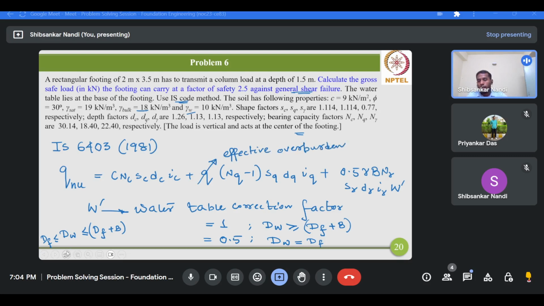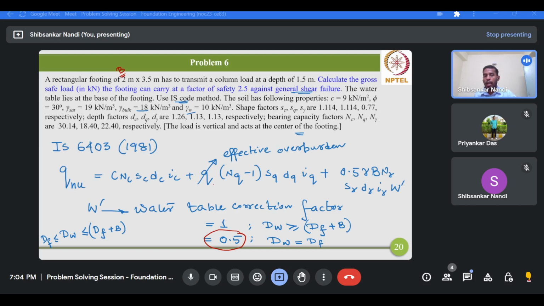Now this problem becomes very easy and straightforward. All the data are with you. You only have to calculate W prime, the water table correction factor, and it will be 0.5. You can clearly state this because the water table is at the foundation level. Then the B value is 2 meter. And S gamma, D gamma, I gamma, then Sq, Dq, Iq, Sc, Dc, Ic are all given. Nc, Nq, N gamma are given.